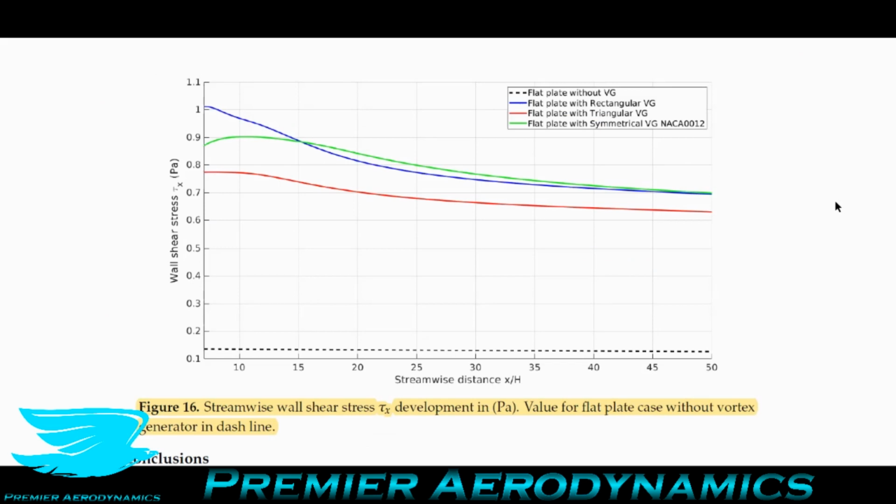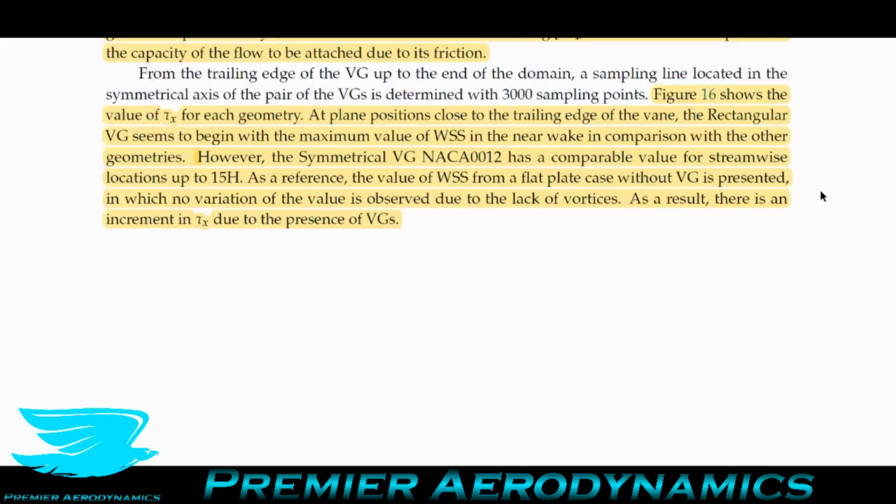It's at 0.13 pascals perhaps. As soon as you put the vortex generators on this flat plate and they create vortices, the wall shear stress jumps a lot, like it's about 7 to 9 times the amount. And they say that at plane positions close to the trailing edge of the vane, the rectangular vortex generator seems to begin with a maximum value of wall shear stress in the near wake in comparison to the other geometry, so it's producing the most friction. And that kind of makes sense considering that we had the greatest vorticity there, and so it's going to be inducing a lot more flow.